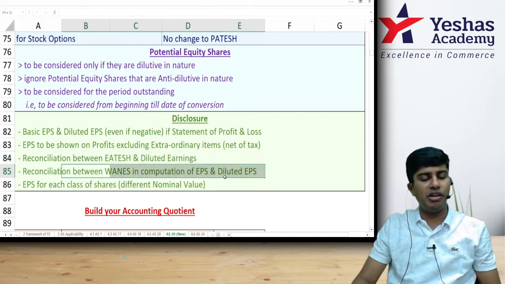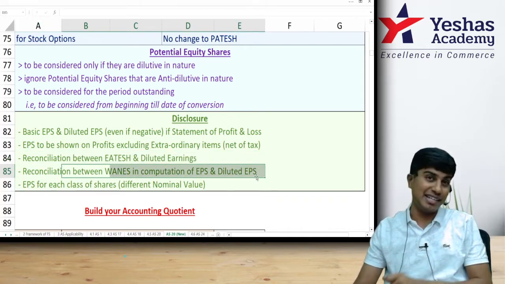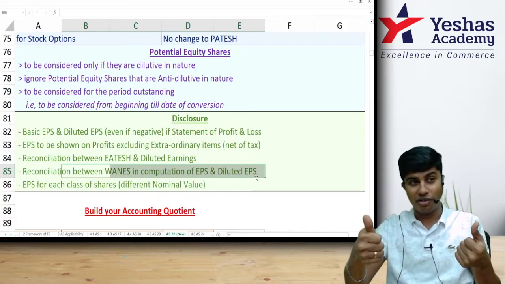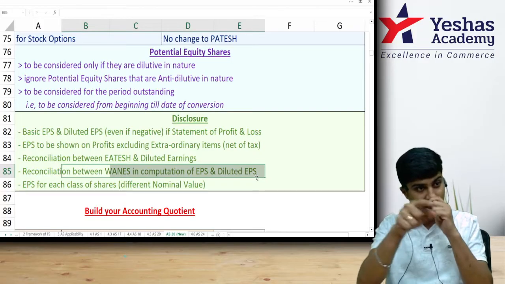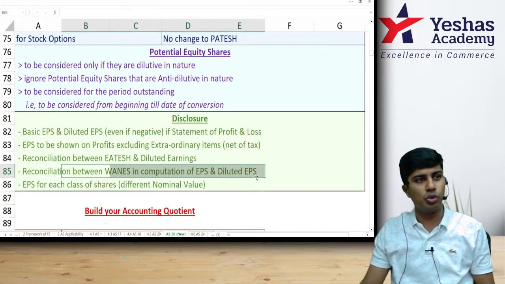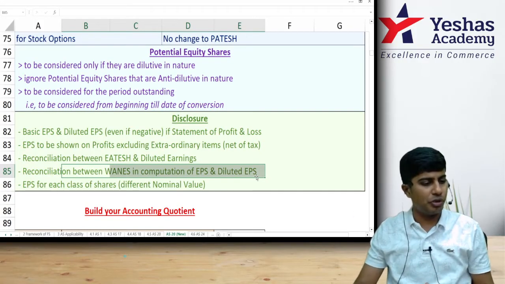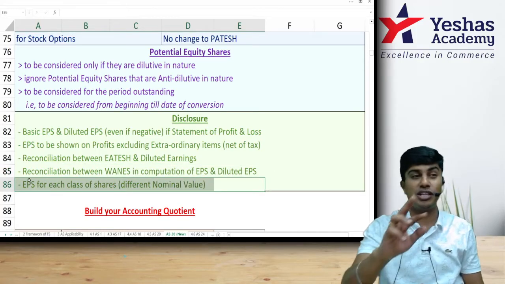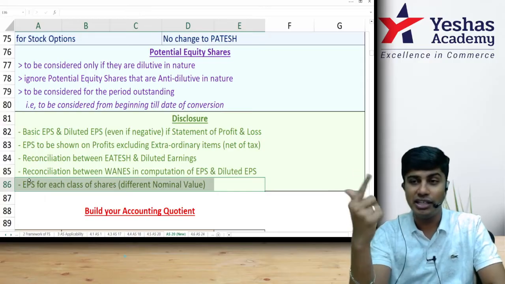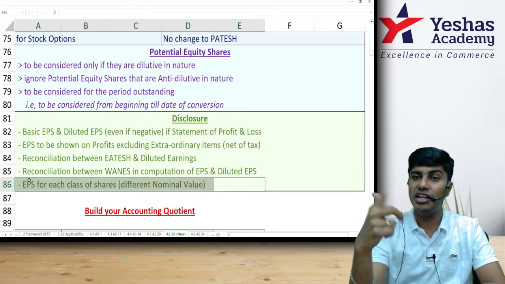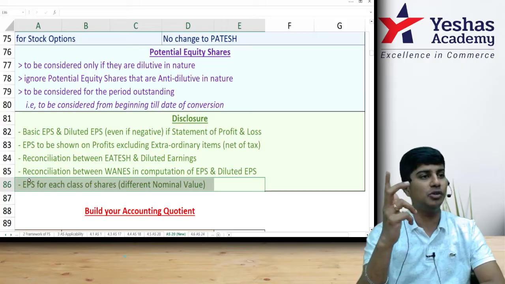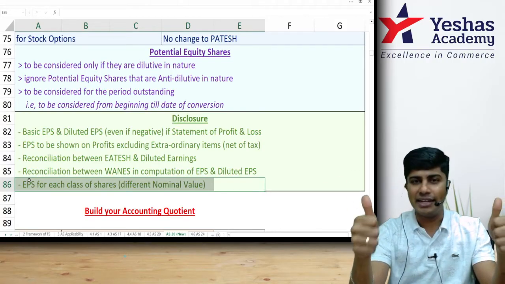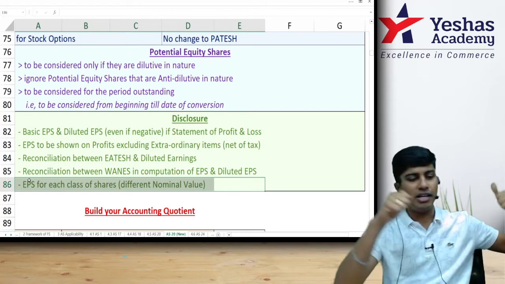And reconciliation between weighted average number of shares, what is considered in basic EPS, and potential shares which are added to the denominator in diluted EPS. How did you arrive at those numbers? That computation, what we do, should also be shown in the preparation of EPS computation. And if the classes of shares are more than one in the balance sheet, then EPS will be more than one. Different EPS will be computed for different nominal value shares, and that also should be disclosed separately. You guys got this? And that's the quick revision of Accounting Standard 20.